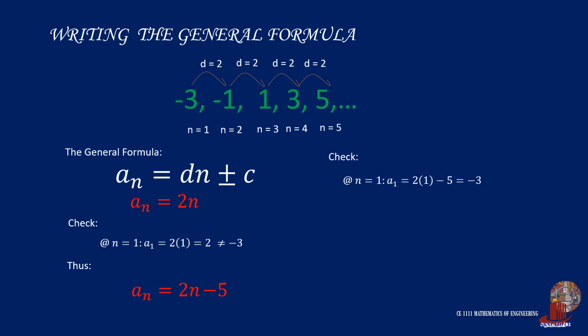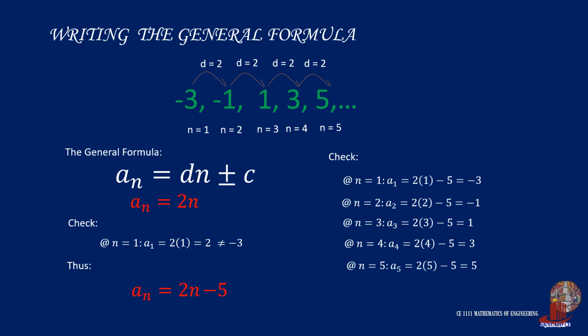Now check for the terms starting at n equal to 1. So a1 is 2 times 1 minus 5, and that is -3. At n equal to 2, a2 is solved as 2 times 2 minus 5, which is -1. At n equal to 3, a3 is 2 times 3 minus 5 to give 1. Then at n equal to 4, a4 is 2 times 4 minus 5, and that is 3. For the last term n equal to 5, a5 is 2 times 5 minus 5, which is 5. All values coincide with the terms in the pattern, so the final formula is a sub n is equal to 2 times n minus 5.